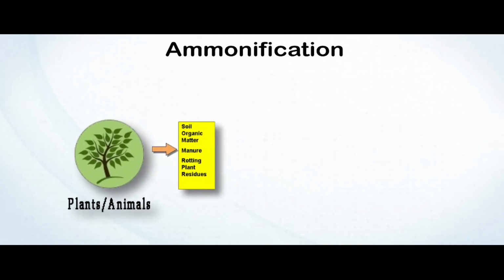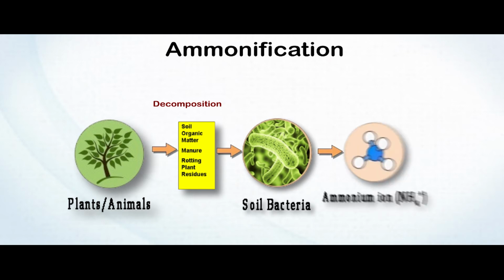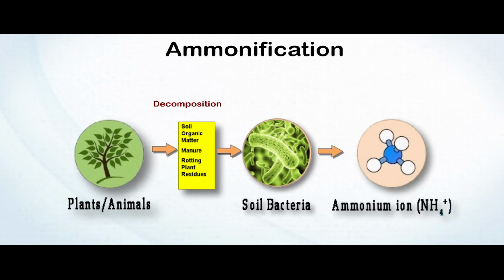Let's look at ammonification. When a plant or an animal dies, or when an animal expels waste, the initial form of nitrogen is organic. Bacteria or fungi will convert the organic nitrogen within the remains back into ammonium ion. This process is called ammonification, or in other words, mineralization.